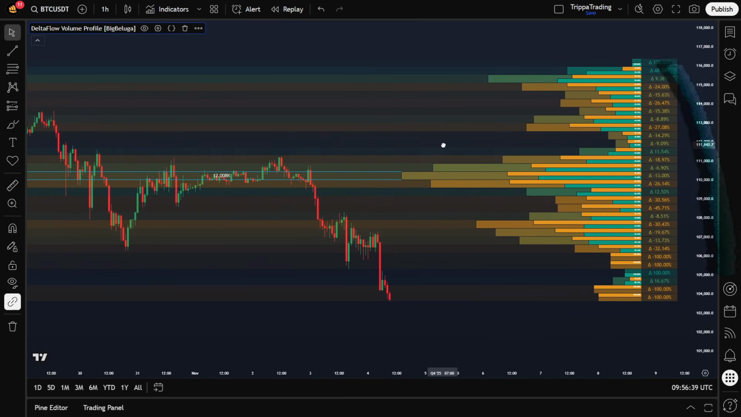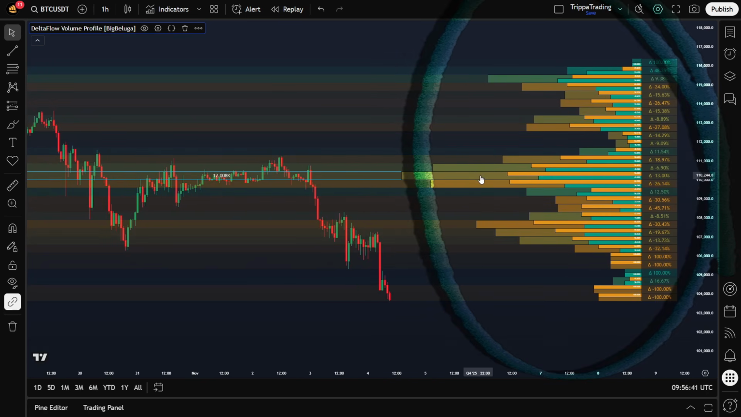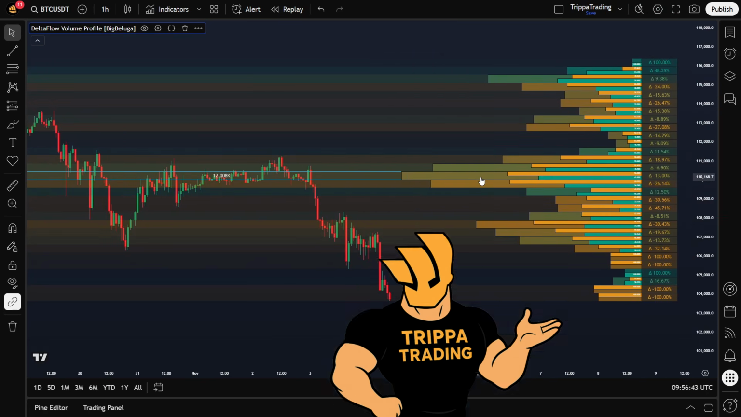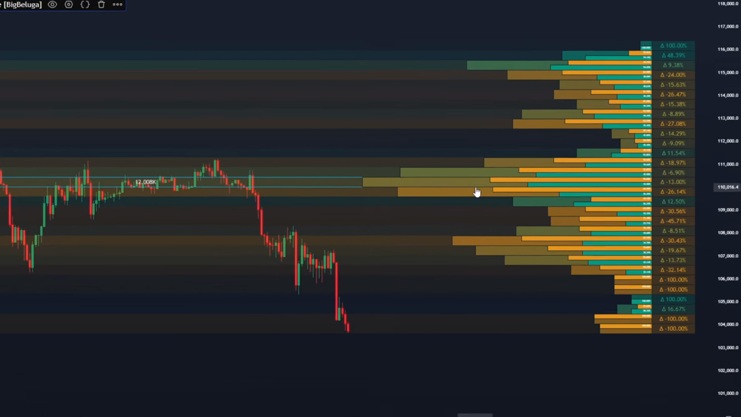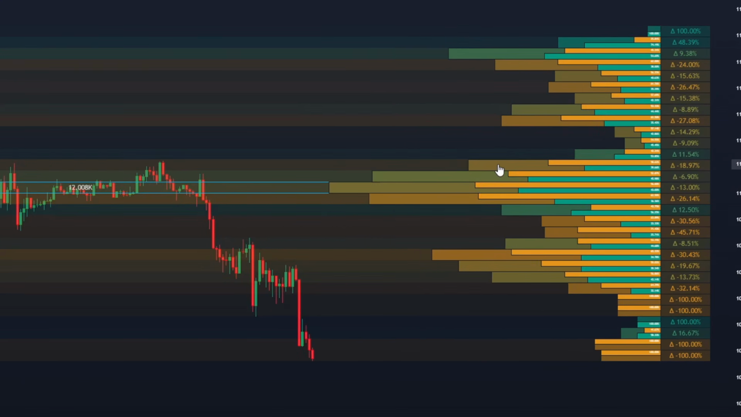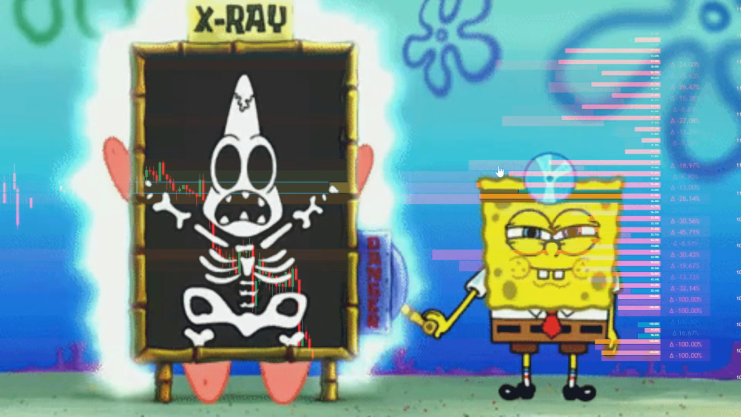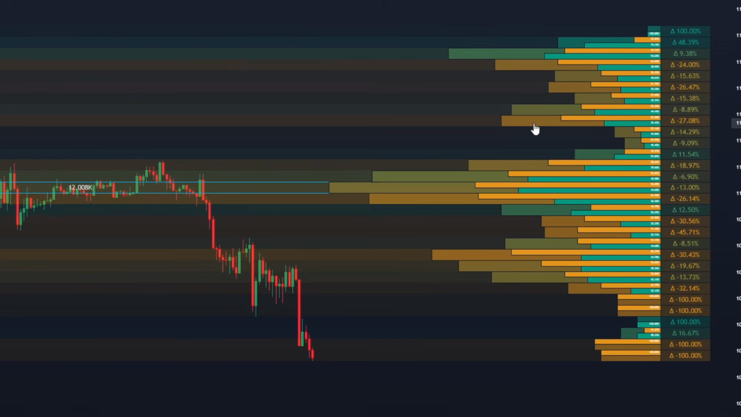Once it's on your chart, you'll see horizontal bars appear on the right side. This is the volume profile, and it shows how much trading volume happened at each price level. Think of it like an X-ray of the market. Each horizontal bar represents one price range, and the length of that bar shows how much trading happened there.